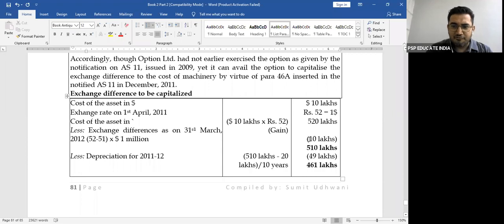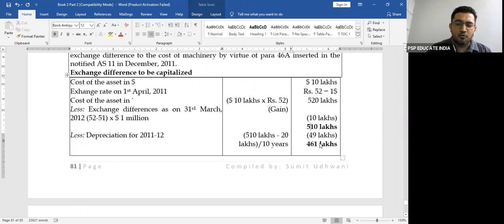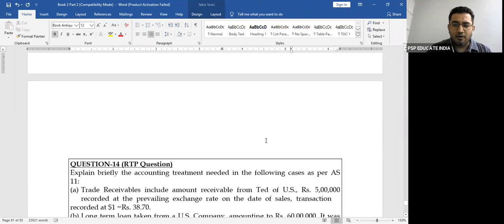this exchange difference. This time the difference was again, so we deducted 520 से हमारी asset की value 510 lakhs हो गई, and then we depreciated over the remaining useful life.